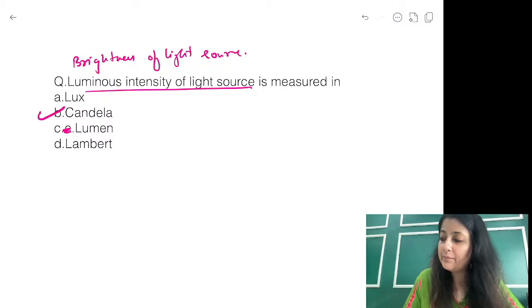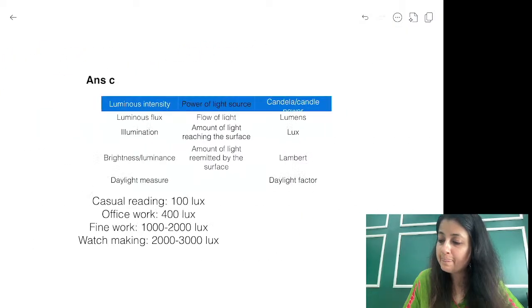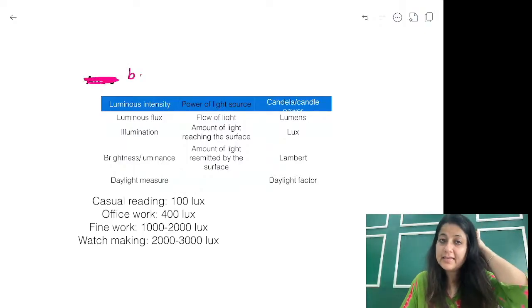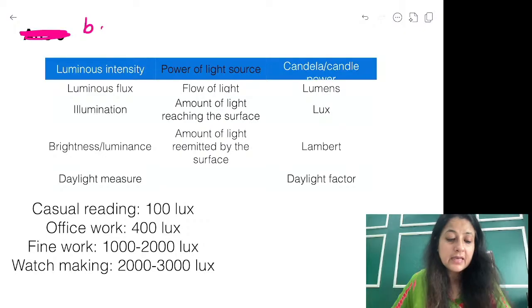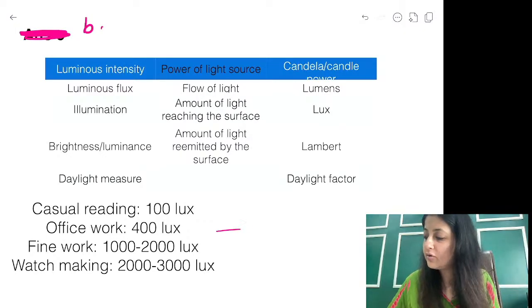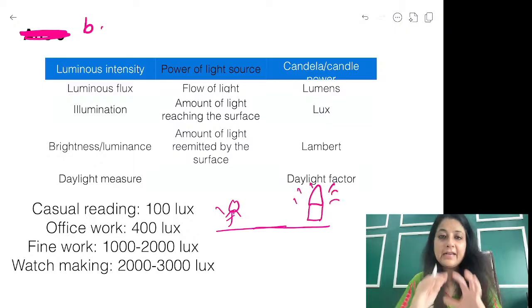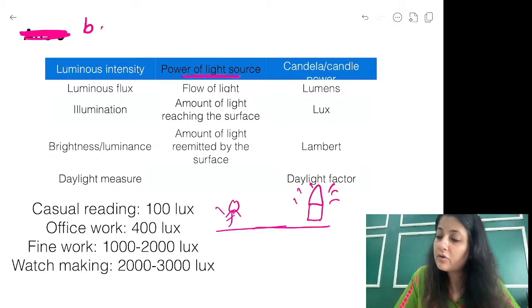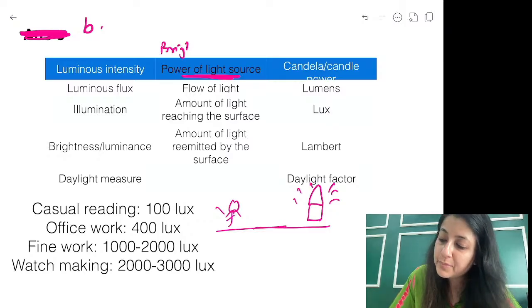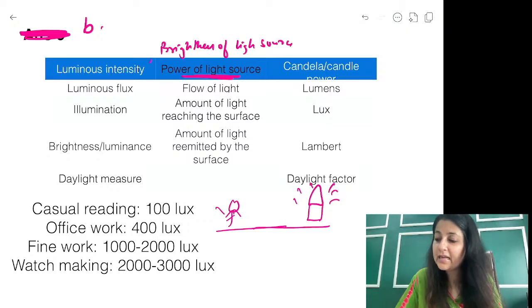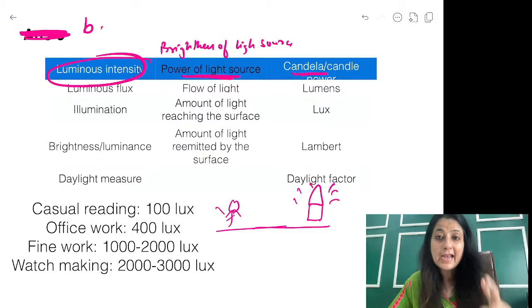So let me take you to a table where we will discuss this question. This is B. Luminous intensity of light source. Now just zoom this table, guys. Suppose you want to study. Let me draw something for you. When you want to study, you light a candle like this. Candle is a light source, or you switch on the light. It has a power, or you could also call it brightness of the light source. How bright it is, that is intensity. What is the unit? Candela.